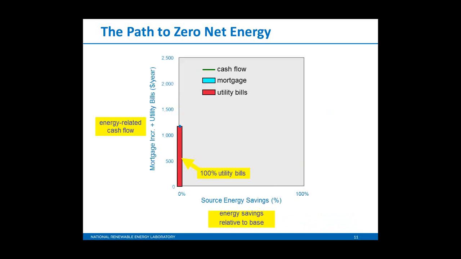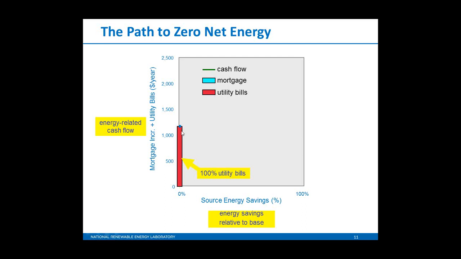So here we have a theoretical diagram. On the x-axis, again, we have source energy savings, and on the y-axis, we have energy-related cash flow. And this energy-related cash flow is made up of utility bills plus mortgage costs. And we're going to focus on incremental mortgage costs to cover any efficiency measures that you make in the building.